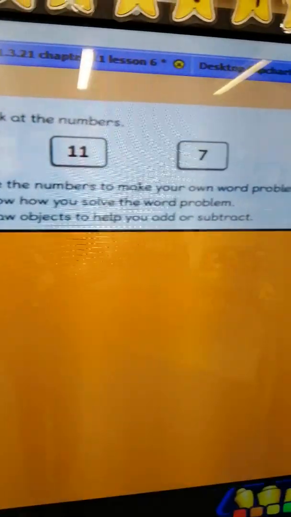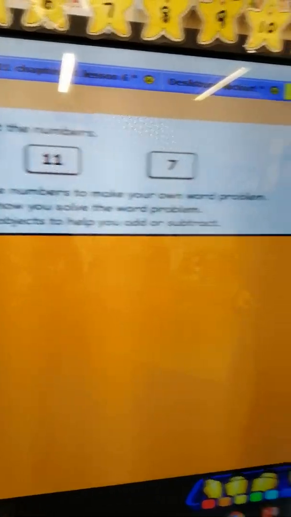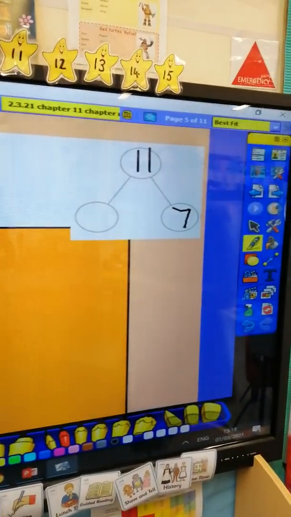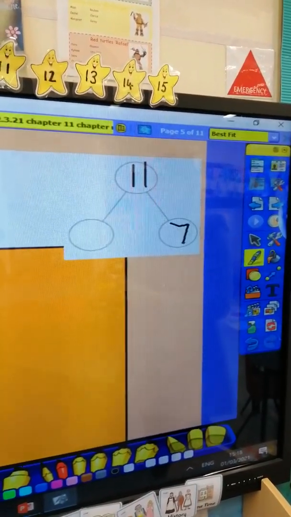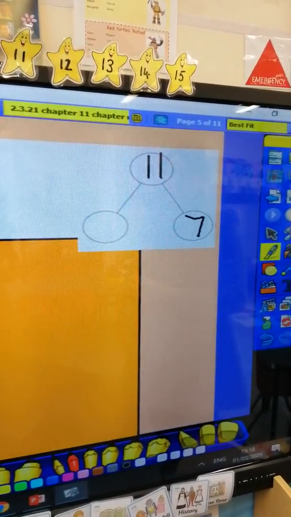So here I've got 2 numbers. Now I'm going to tell you that 11 is the whole number and 7 is the part. Do we know what adds to 7 to make 11? Do we know that number fact? No, we don't, do we?